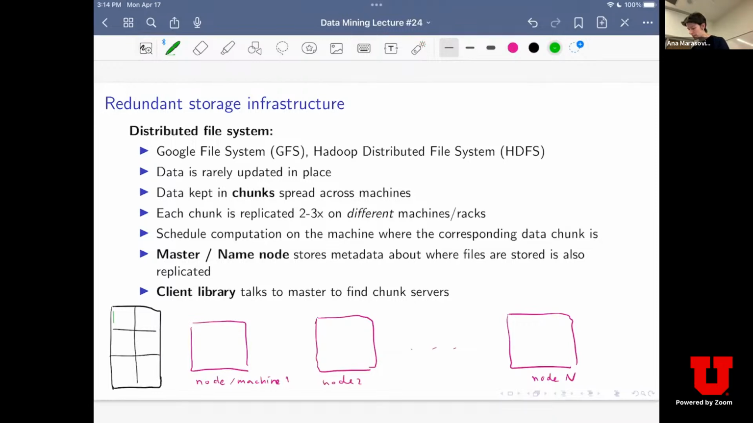So let's say we have this one, which is a green one. You might put it onto the first node. However, remember that our goal was that if a node fails, for example here node 1 fails and is completely destroyed, you don't want to lose that data. So that chunk is also going to be placed 2 to 3 times on different nodes. You might put it on node, let's say, here.